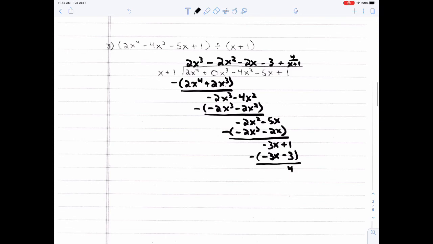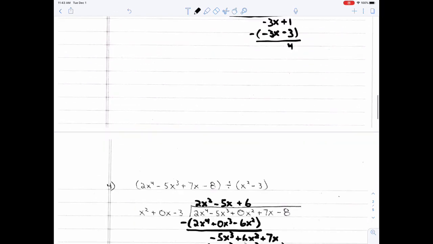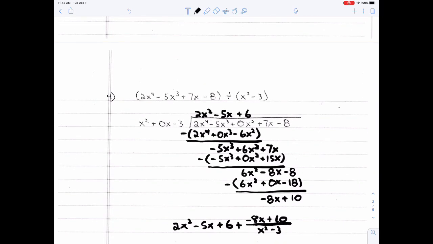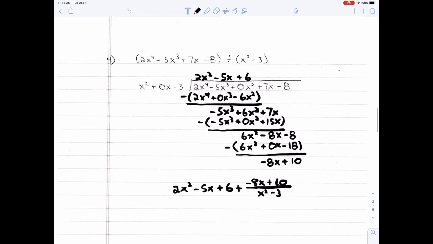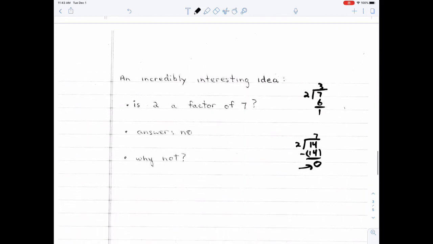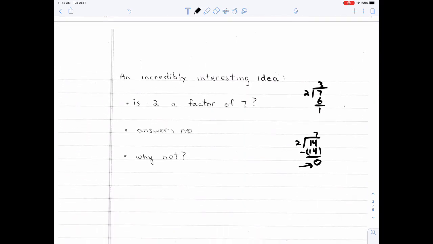Okay, is x plus 1 a factor of the dividend here? No. Why? Because there's a remainder of 4. Is x squared minus 3 a factor of the dividend? No. Why? Because there's a remainder of negative x plus 10. So if there's no remainder, or you could say if the remainder is 0, then the divisor is a factor of the dividend. It's only if there's a remainder of 0.